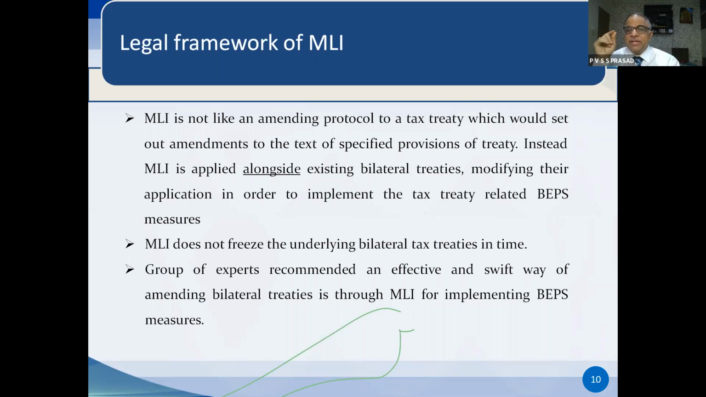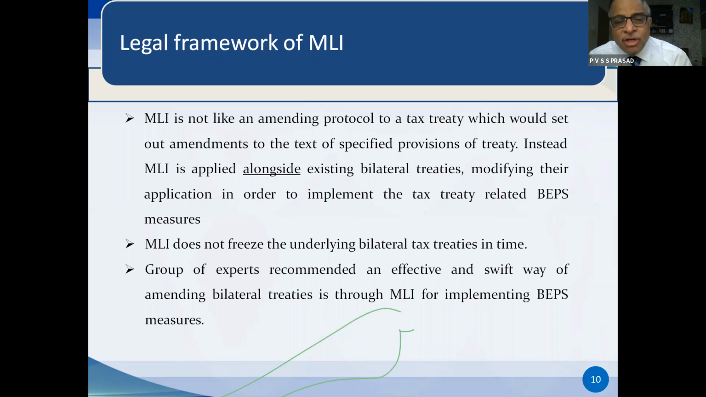Suppose India, UK, USA has not signed MLI, please remember. It has participated, but Big Brother said all these anti-avoidance measures are already there in their domestic law and they have not signed. So MLI has no impact on the India-US tax treaty. That is what you need to bear in mind.